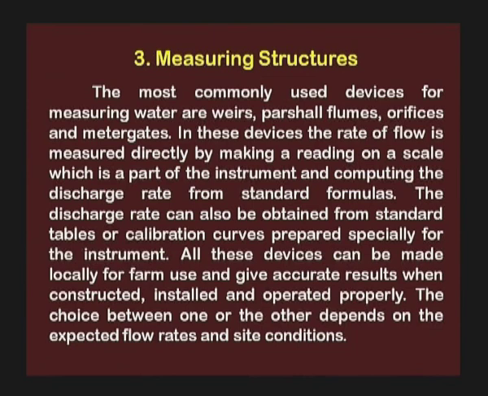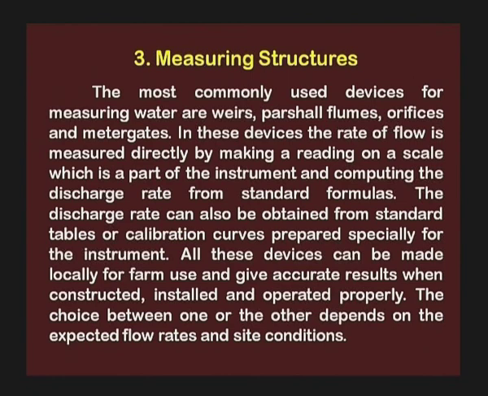Measuring structures. The most commonly used devices for measuring water are weirs, partial flumes, orifices, and meter gates. In these devices, the rate of flow is measured directly by making a reading on a scale which is a part of the instrument and computing the discharge rate from standard formulas. The discharge rate can also be obtained from standard tables or calibration curves prepared especially for the instrument. All these devices can be made locally for farm use and give accurate results when constructed, installed, and operated properly.